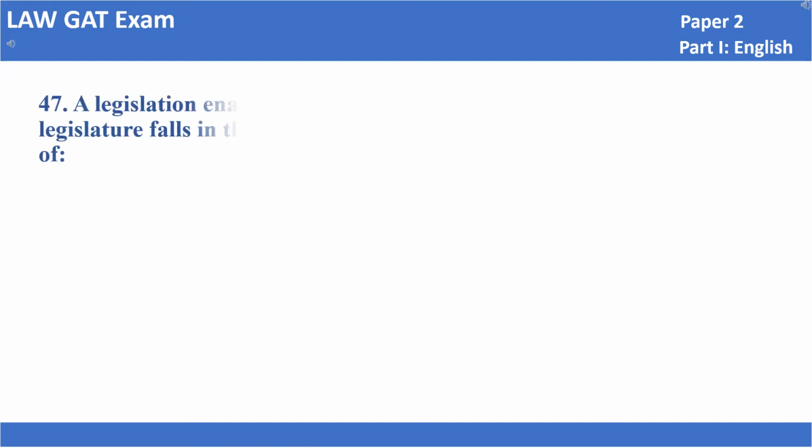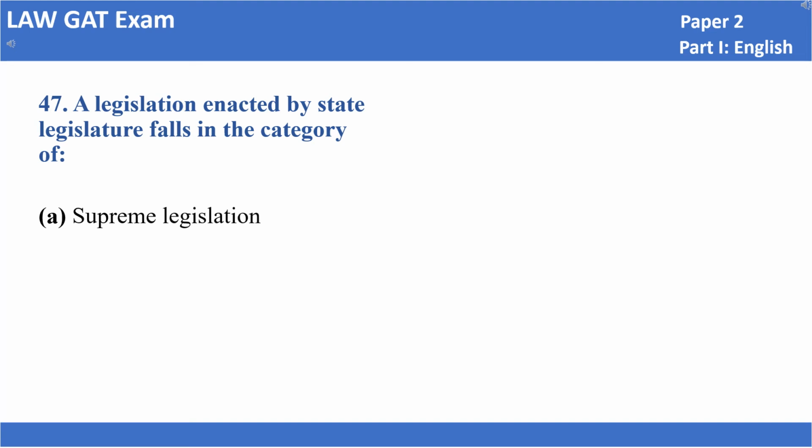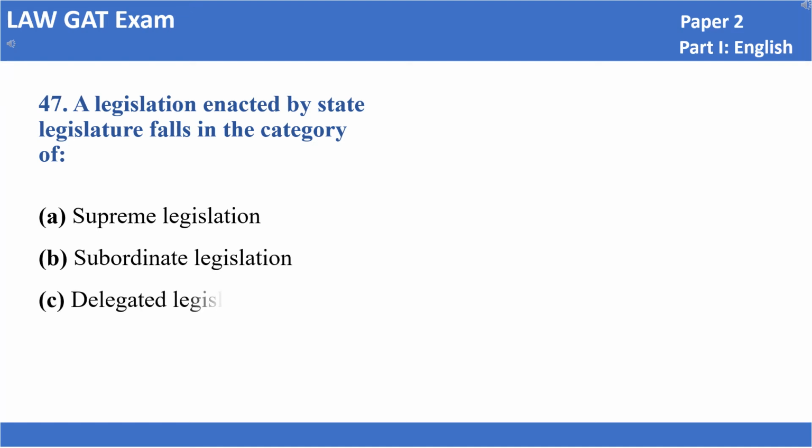A legislation enacted by a state legislature falls in the category of, is it option A, supreme legislation, option B, subordinate legislation, option C, delegated legislation, or is it option D, personal rights? The correct answer is option A, supreme legislation.